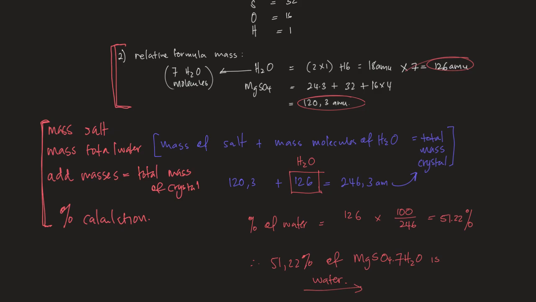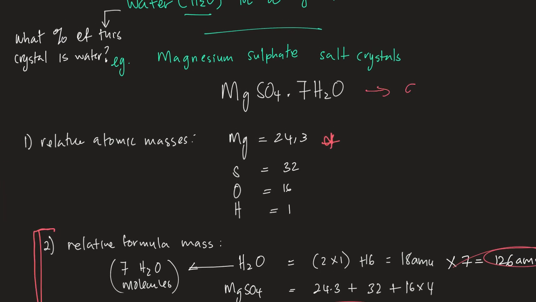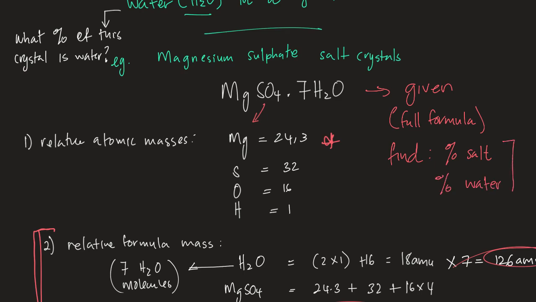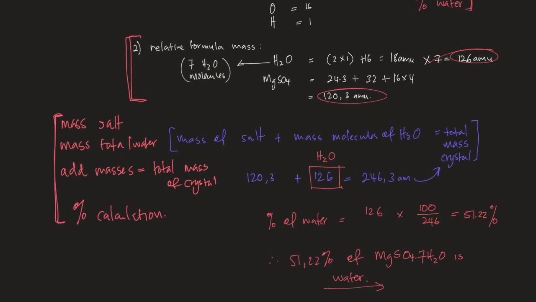Right? So that's the one type of calculation where what is given is the full formula. Okay, they give you the full formula, and then they either ask for the percentage of the salt, or they can ask you to find the percentage of water, one of those two. Okay, let me show you the next type of calculation. So that's what that's going to look like.